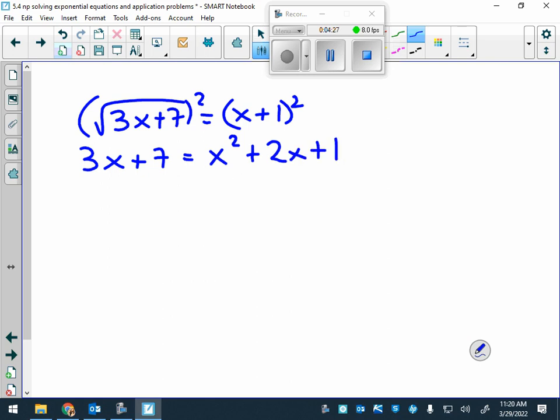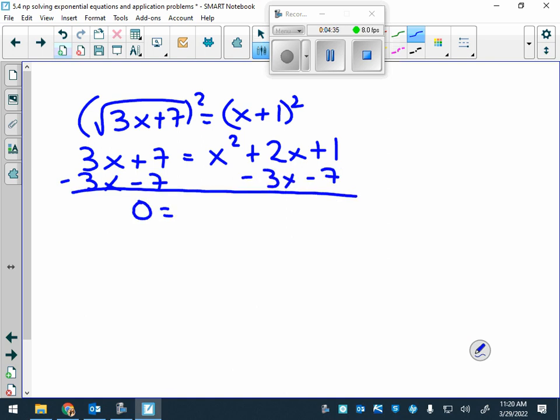Plus 1. Subtract the 3x, subtract the 7. X squared minus x minus 6. How do I factor that? Yep. What's your final answer? What would factored form be?